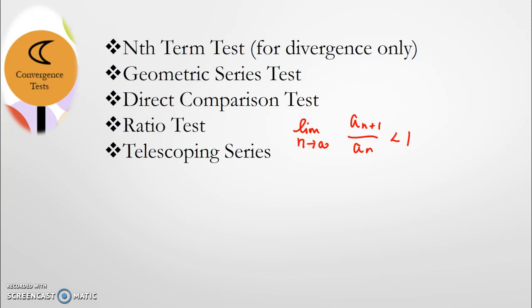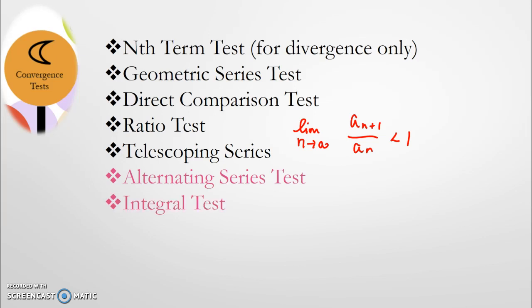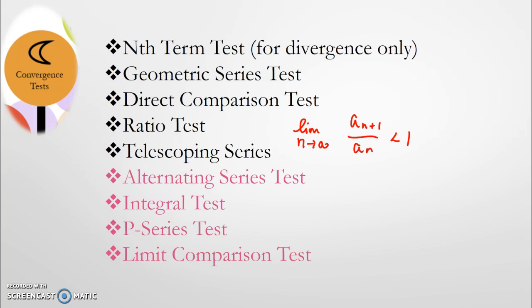We can look at telescoping series, so we just write out some terms and see if they kind of cancel out. That's a very specialized type of series, kind of like geometric series are specialized, but if you have a telescoping series, it's kind of nice because you can see that they converge. In the future, we'll talk about the alternating series test, the integral test, the p-series test, and the limit comparison test. So we have some more convergence tests coming up.